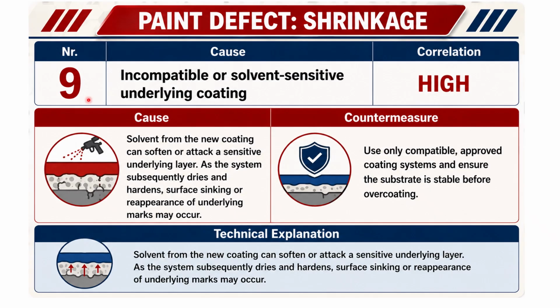Number nine probable cause is incompatible or solvent-sensitive underlying coating. Solvent from the new coating can soften or attack a sensitive underlying layer. As the system subsequently dries and hardens, surface sinking or reappearance of underlying marks may occur. Therefore, use only a compatible approved coating system and ensure that the substrate is stable before overcoating.